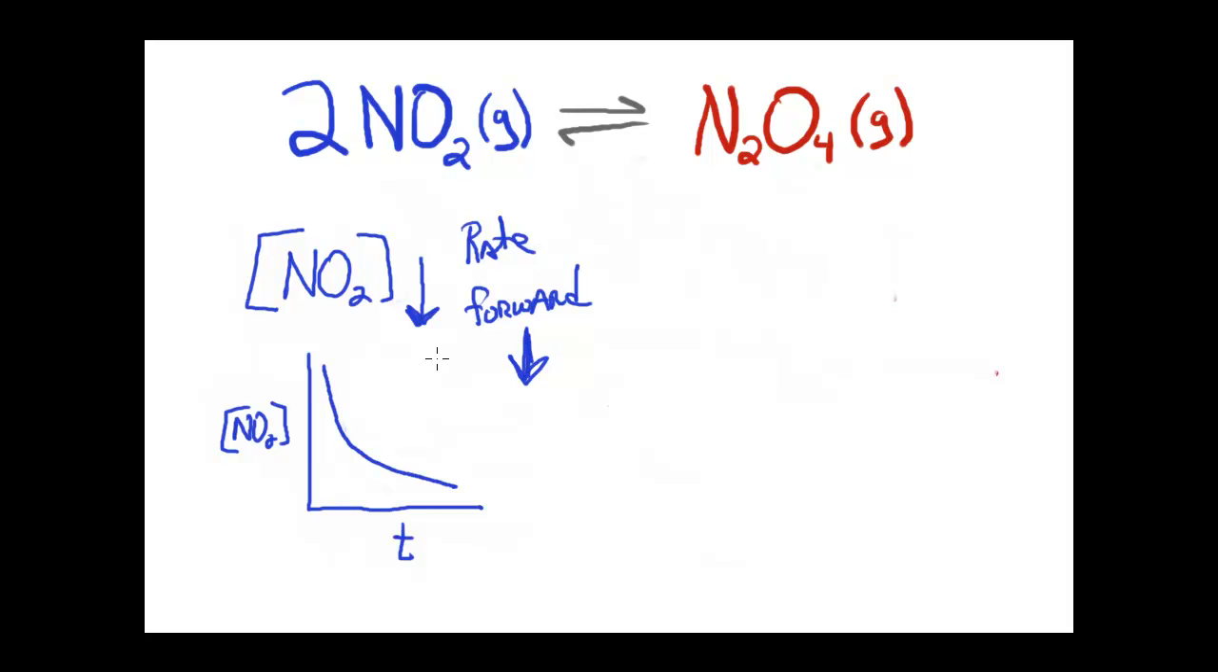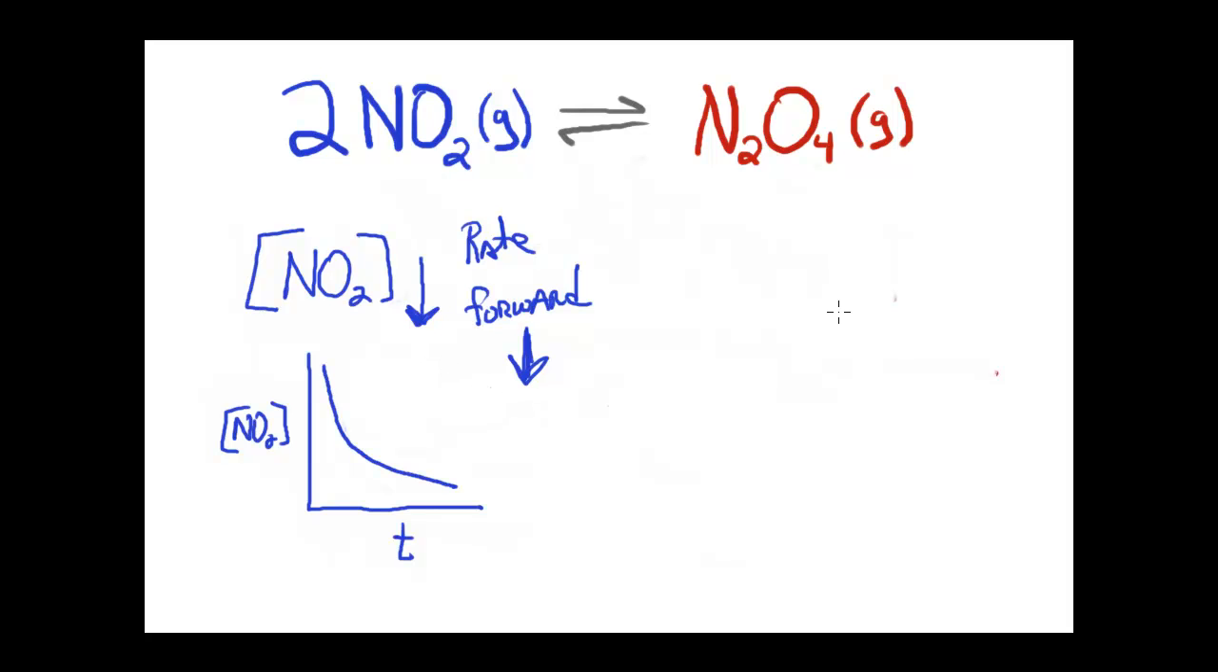And that's because as the concentration of the NO2 decreases, the probability of two NO2 molecules colliding with the proper orientation and energy to initiate the formation of a transition state and a product goes down. If the probability of a reaction occurring goes down, the rate of that process goes down. So the rate of the reaction decreases over time as the concentration of the NO2 decreases.